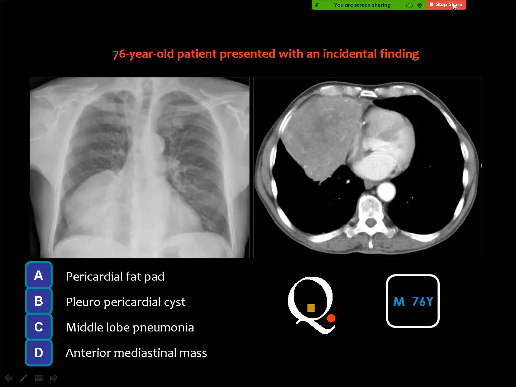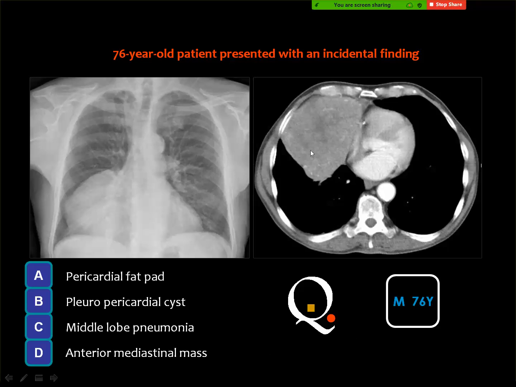And the next case is a 76 years old patient with an incidental finding in the chest X-ray. Then what do you think? This is a pericardial cyst. It is not a cyst in the CT scan. It's not solid. It is solid. And anterior mediastinal mass. No. This is anterior mediastinal. This is an anterior mediastinal mass.